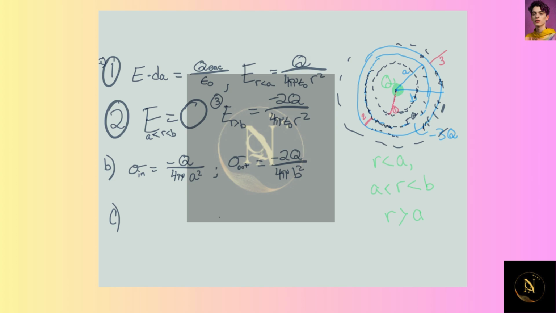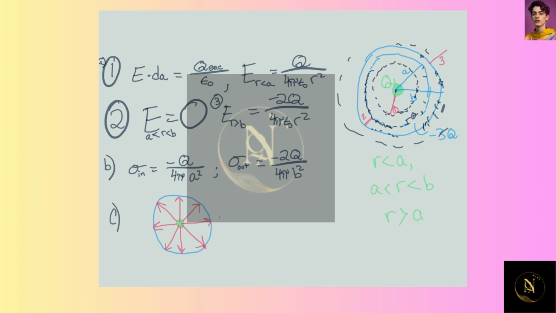Now the problem wants us to sketch the electric field lines. So we have Q here, and we have the shell out here. Let's look at our field lines. We have a positive charge in the middle, and the lines go to the outer shell. I'll give that 8 field lines.